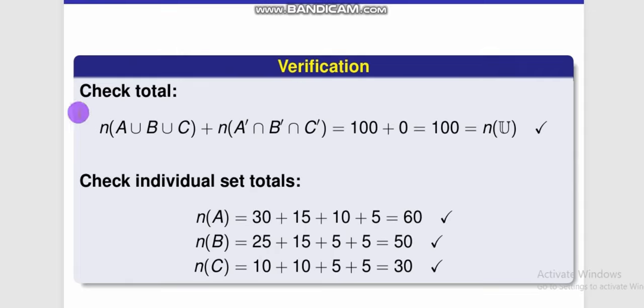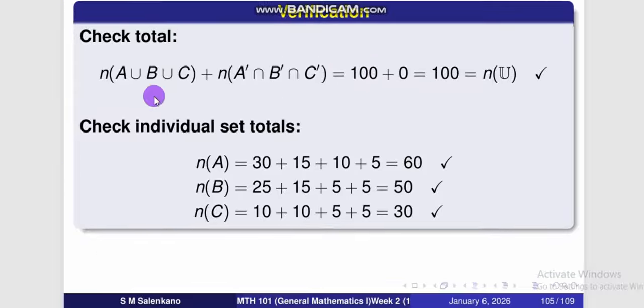So in the verification, we can also check the total. If we add all those who read 1, A, B, and C, and then those who read neither, it should give us our universal set. So we found that those who read all the 3, the union, we got 100, plus those who read neither was 0, and this total gives us 100, and that is the total in our universal set.